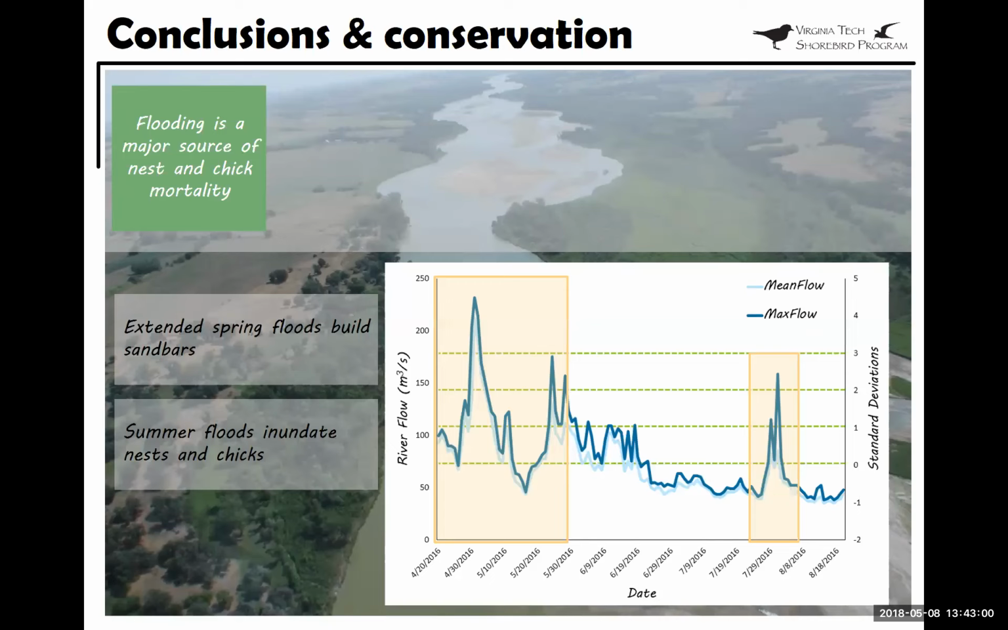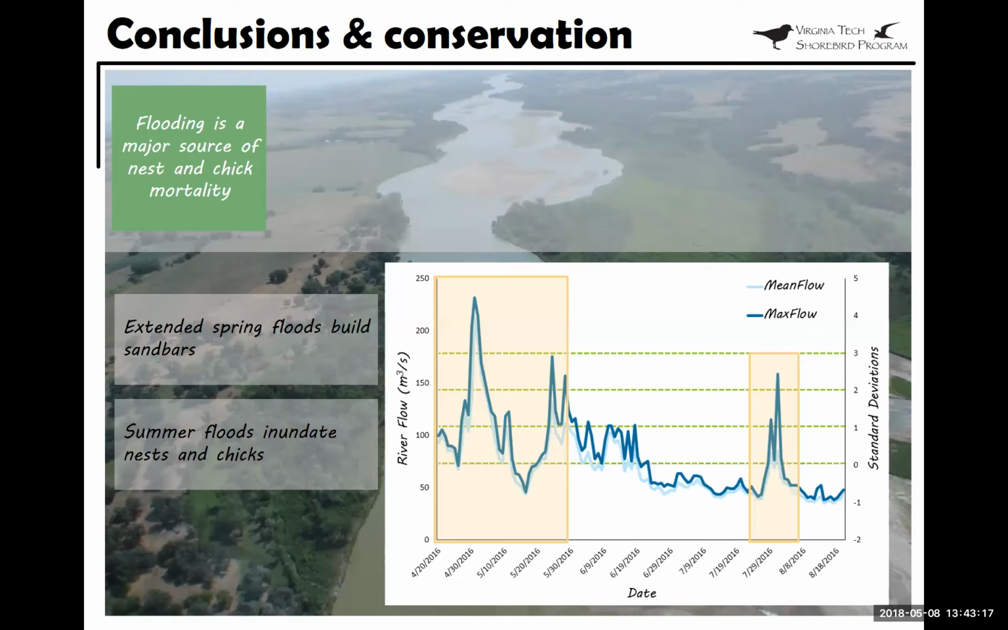When brief floods occur in the summer from heavy precipitation, water washes over the sandbars. It doesn't actually build them up. And when this happens, when nests and chicks are out, the eggs and chicks are at risk of being washed away. So this graph shows our actual data from 2016.